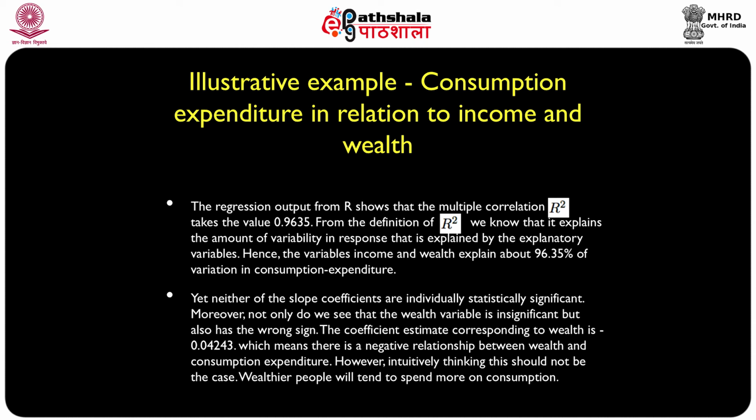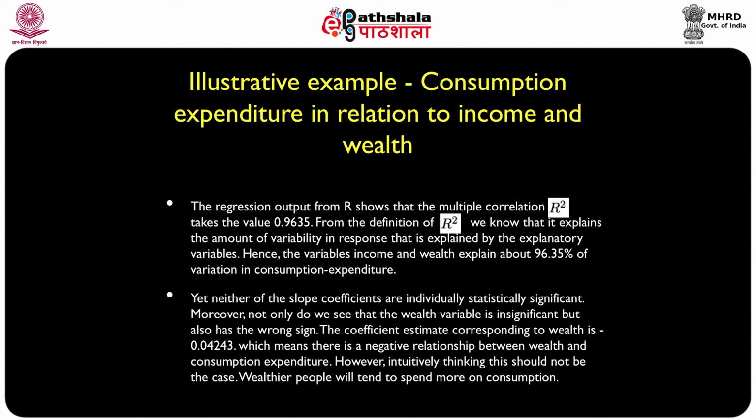The regression output from R using the consumption expenditure and income dataset shows that the multiple correlation coefficient R square takes the value 0.9635. From the definition of R square, we know that it explains the amount of variability in response that is explained by the explanatory variables. Hence, the variables income and wealth explain about 96.35% of variation in consumption expenditure.